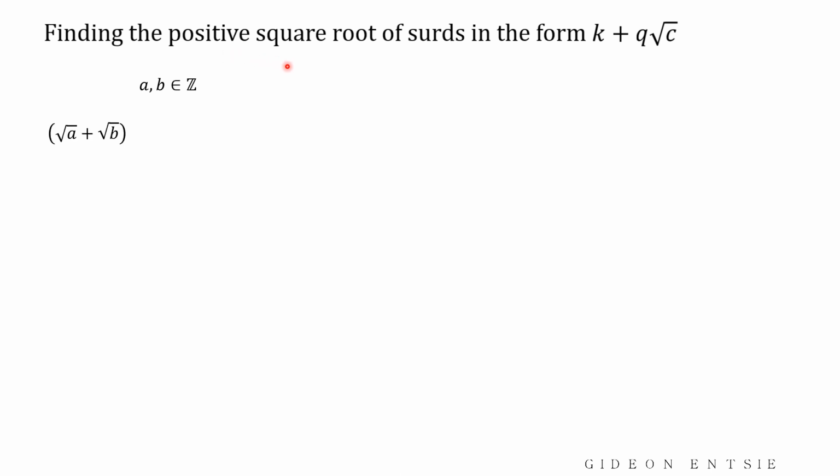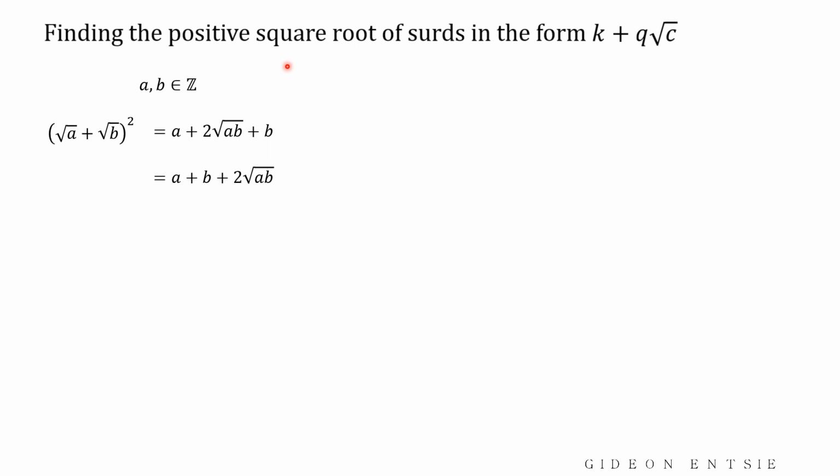Let's consider two positive integers a and b. Let's also consider the square root of a plus square root of b. Expanding this will give us a plus 2 square root of ab plus b. By grouping like terms, we have a plus b plus 2 square root of ab.